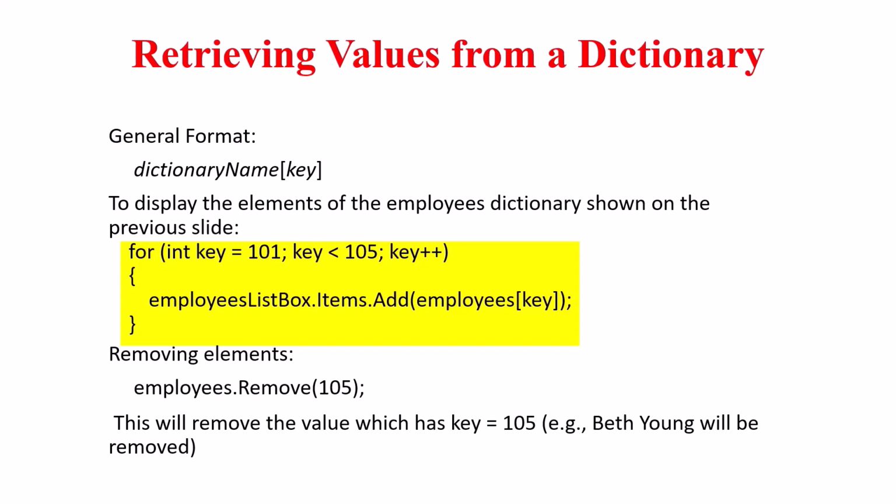So what we're doing here is grabbing all of the values in the dictionary and putting them in a list box by going through one line at a time using the key, which happens to be a numerical sequence in this case, 101 to 105. Removing elements: employee.remove(105). So remove the value which has the key 105. For example, Beth Young will be removed.